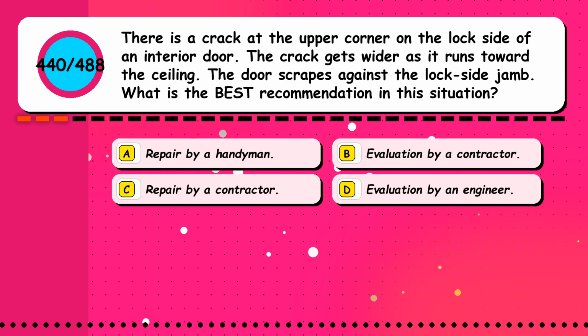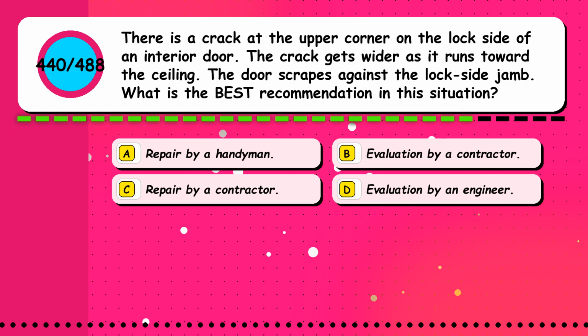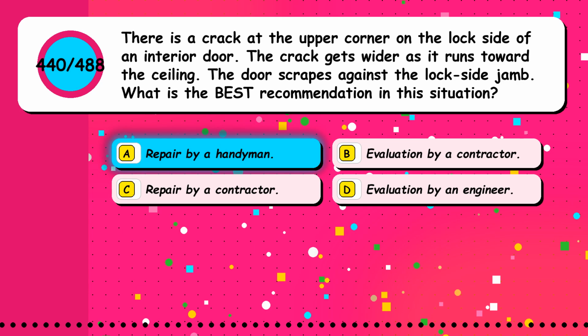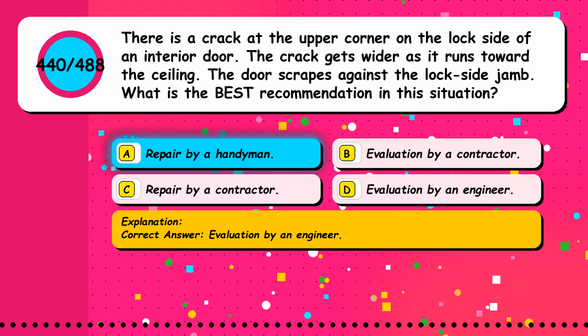Question 440. There is a crack at the upper corner on the lock side of an interior door. The crack gets wider as it runs toward the ceiling. The door scrapes against the lock side jamb. What is the best recommendation in this situation? Option A, repair by a handyman. Option B, evaluation by a contractor. Option C, repair by a contractor. Option D, evaluation by an engineer. The correct answer is option D, evaluation by an engineer.